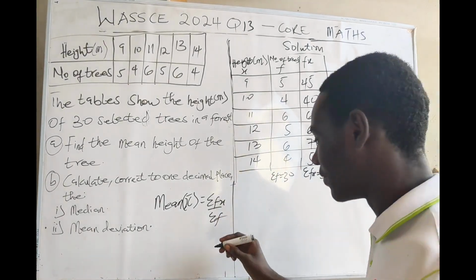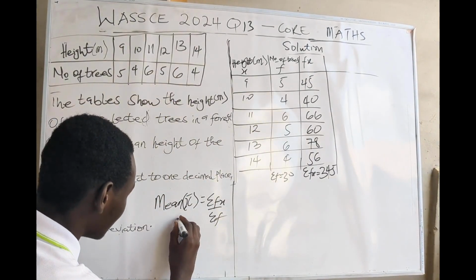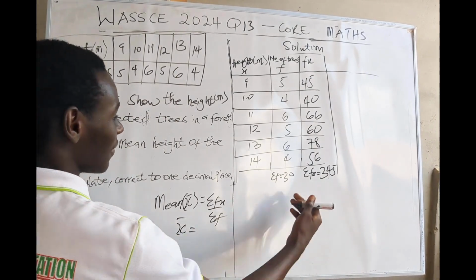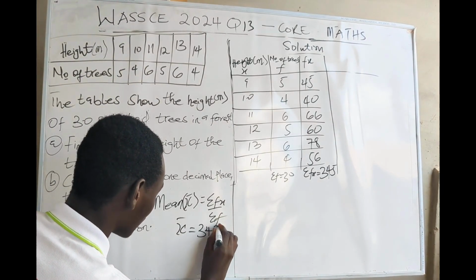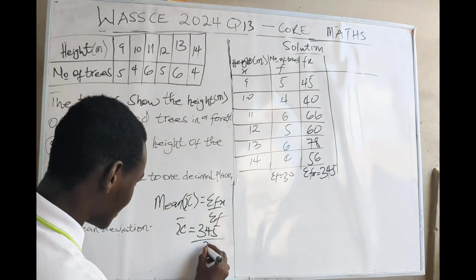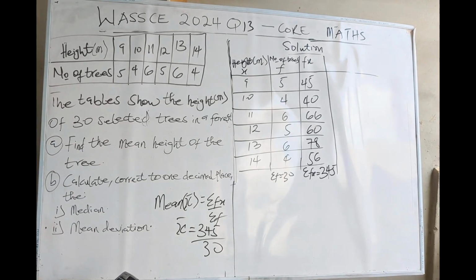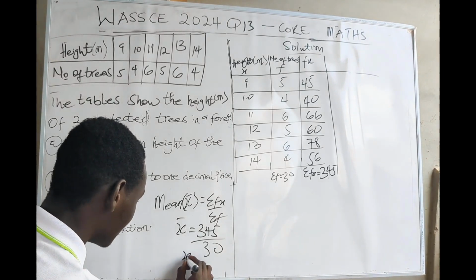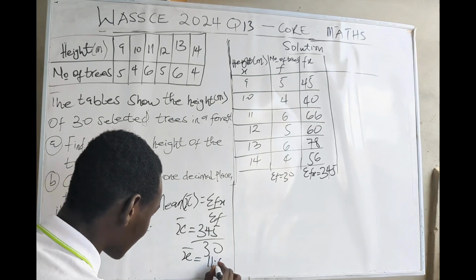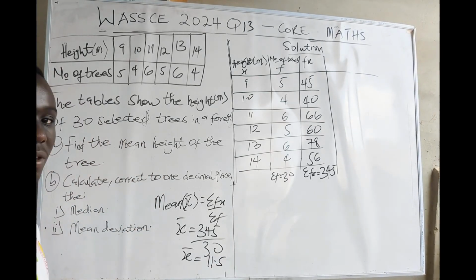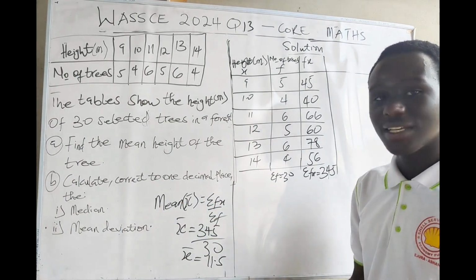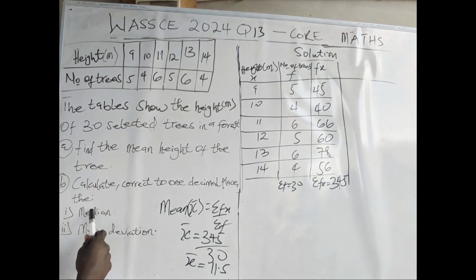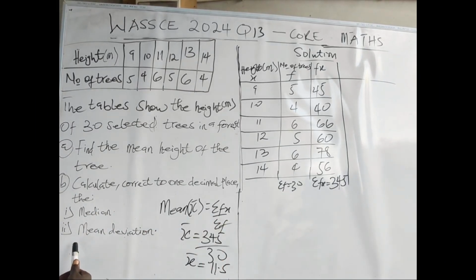Okay, so our mean is equal to sigma fx, that's 345, over our sigma f, that's 30. So 345 divided by 30 gives us 11.5. So our mean becomes 11.5. Now let's move on to B. It says calculate, correct to one decimal place, the median.